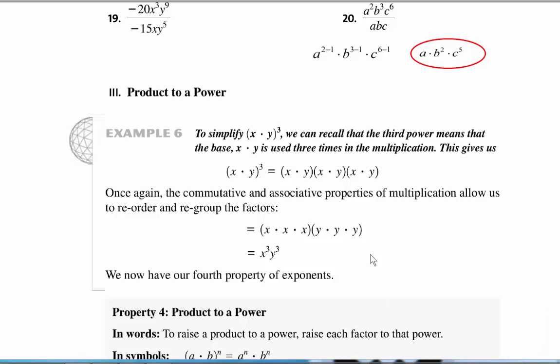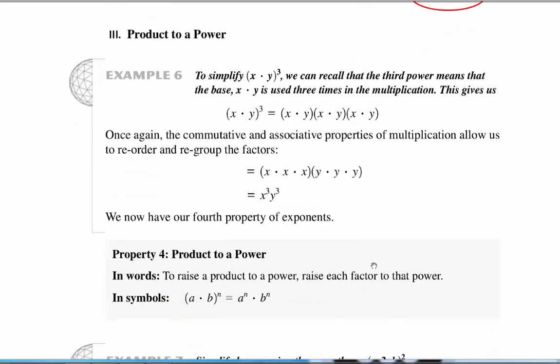So we continue activity 2.1 with example 6. Here we have a product to a power. So the quantity x times y cubed can be written as the quantity x times y times the quantity x times y times the quantity x times y, right? Basically the 3 is saying we're going to repeat this multiplication 3 times. And then when we group the x's together and we group the y's together, we're left with x cubed times y cubed. And then they give us a definition down here, product to a power.